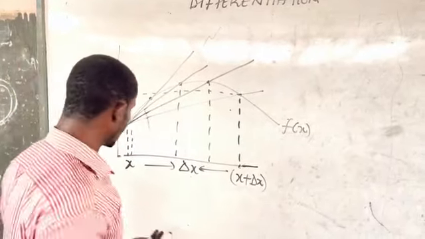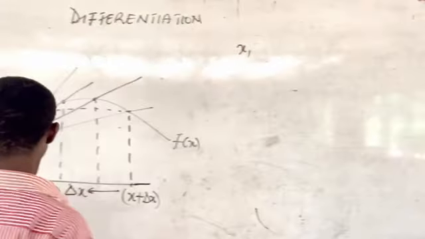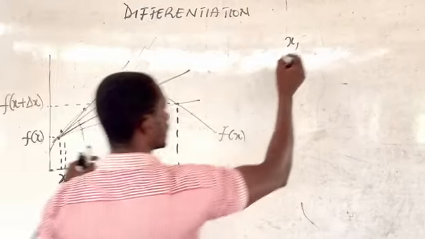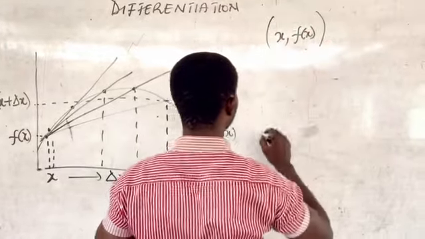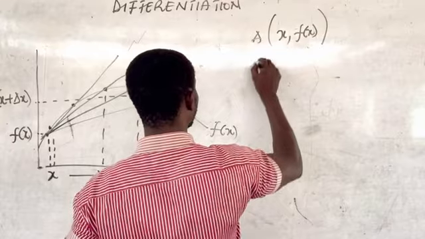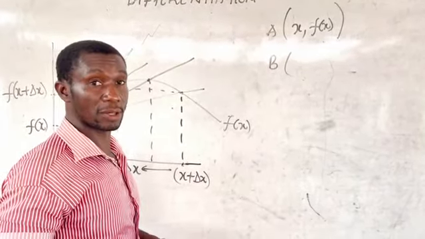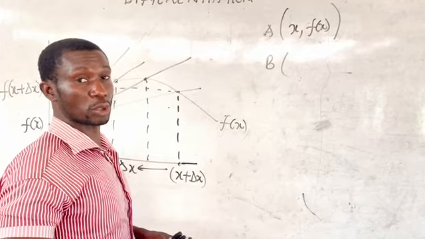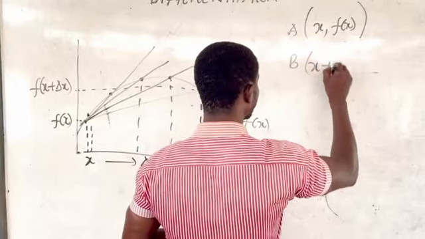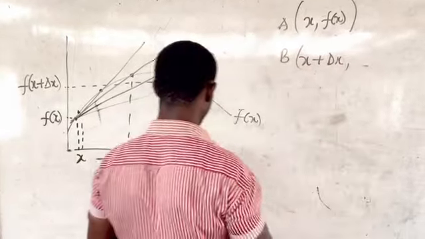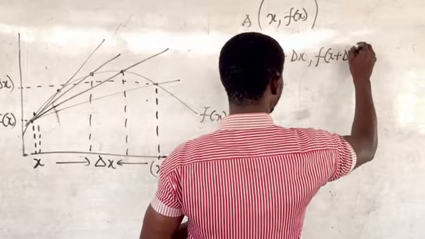Now let's pick the points. We have the first point, x, and the corresponding y value is f of x. That's A. Then B, because you need two points on that line to find the gradient of a line. For B, the x value will be x plus delta x, and the y value will be f of x plus delta x.